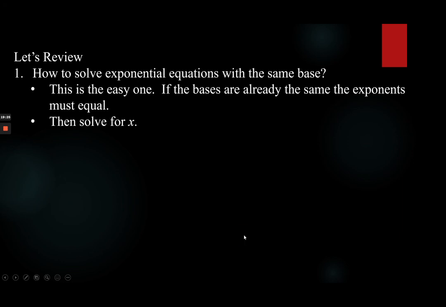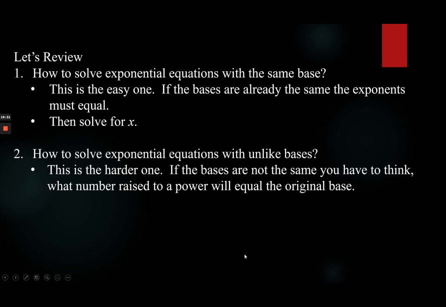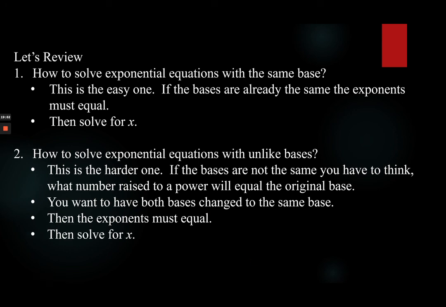Then solve for x. How to solve exponential equations with unlike bases. Well, this is the harder one. If the bases are not the same, you have to think what number raised to a power will equal the original base. And then you want to have both bases changed to the same base, then the exponents must equal. After having the same base, you just take out your base and write the equation of the exponents and solve for x.